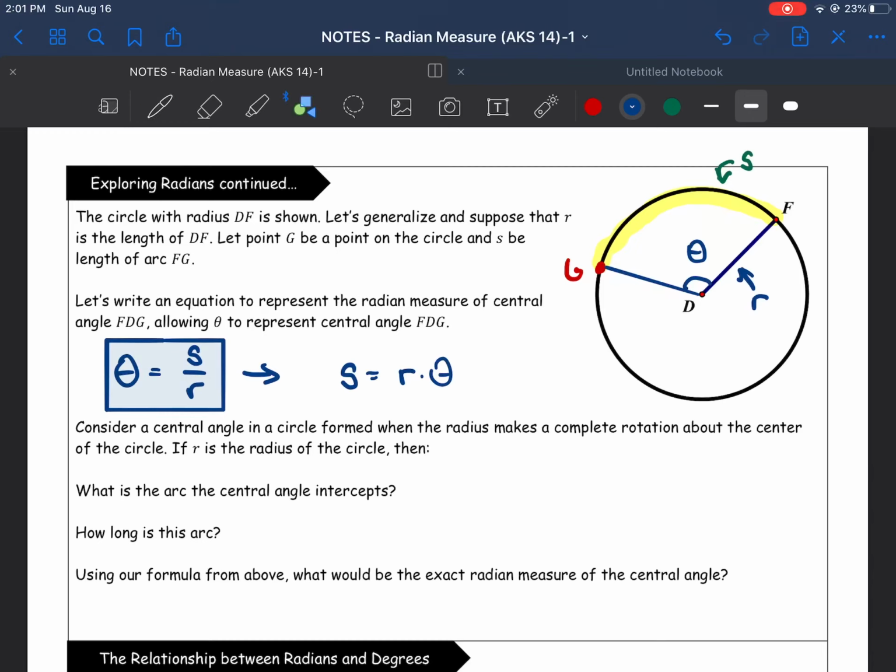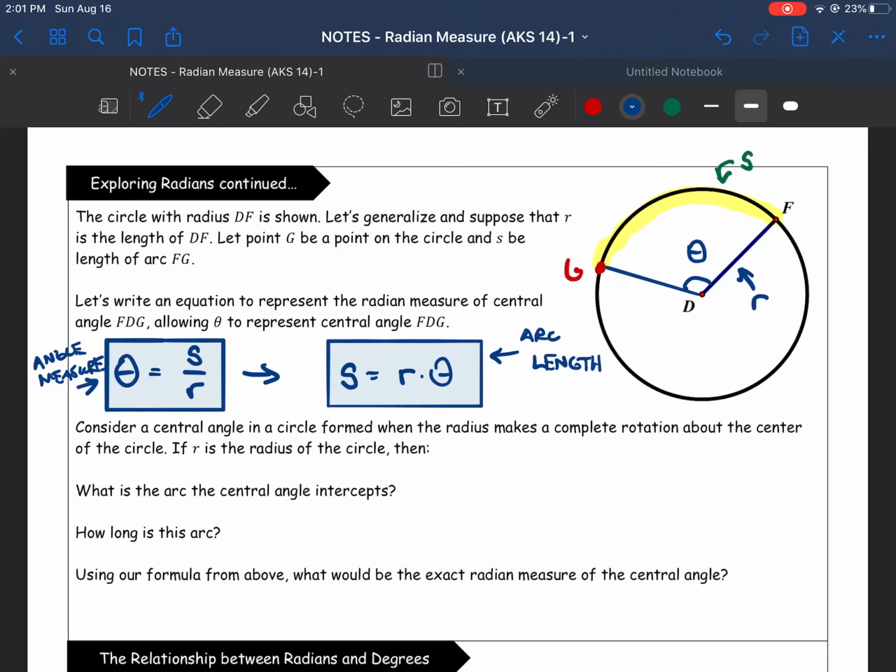So that is another useful formula here. This is our formula for arc length S, and this is our formula for the angle measure in radians.